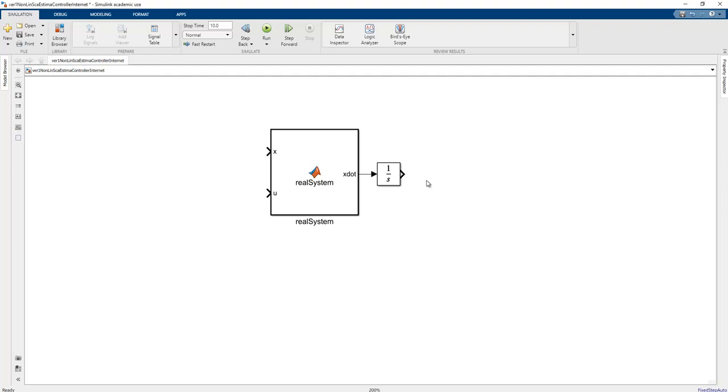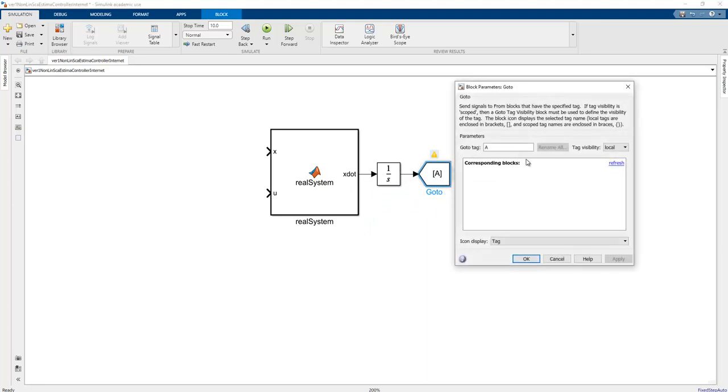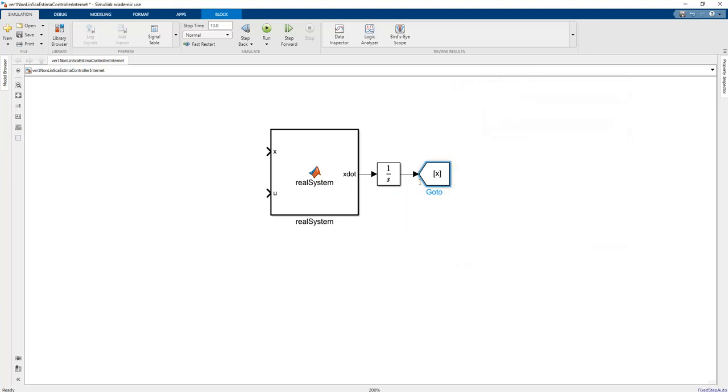I can use the goto block here in order to simplify the real system, and x can be obtained right now by using the from block. Also we need to feed the proper u value here.